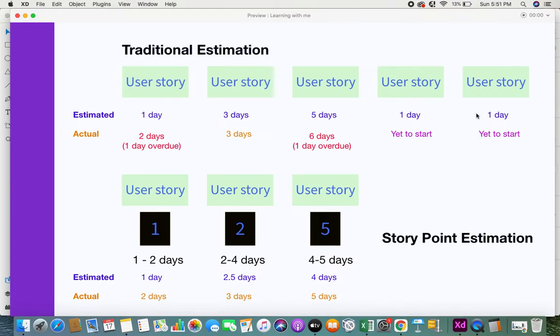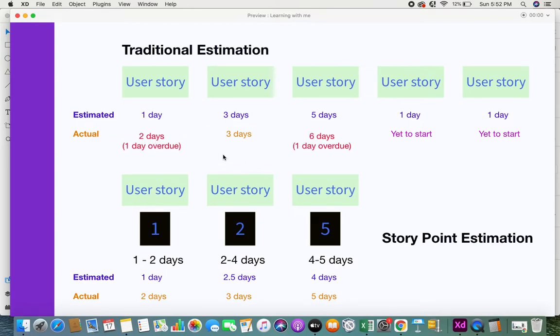So totally, you have it for a number of days. But actually, when the work was started, executed and completed, it was identified that the actual time taken to complete this user story was 2 days. The other one was 3 days, then again 6 days, and two stories were yet to even be started. So here, the actual time had a much bigger difference from the estimated time.